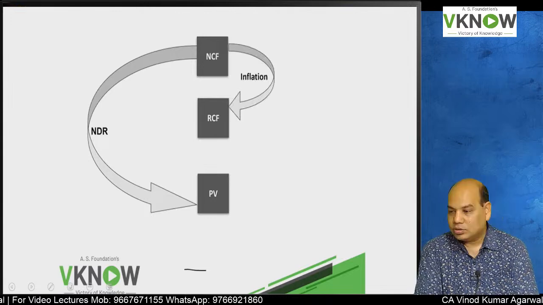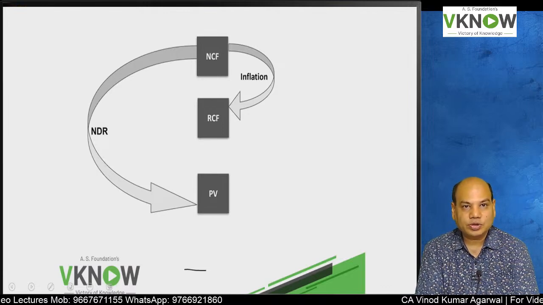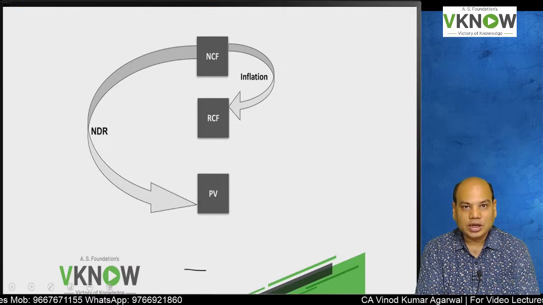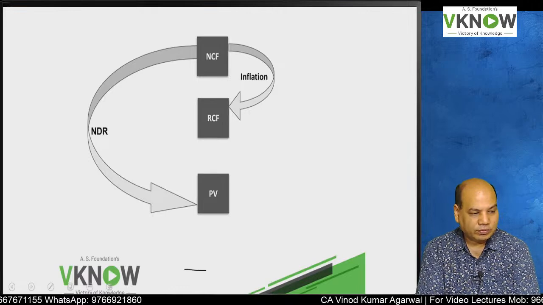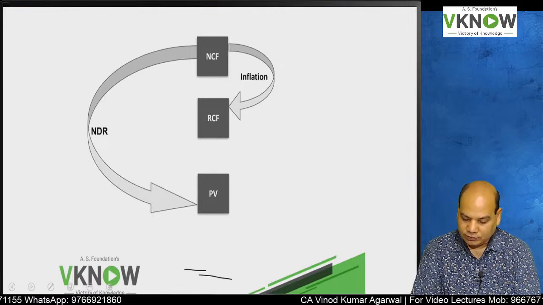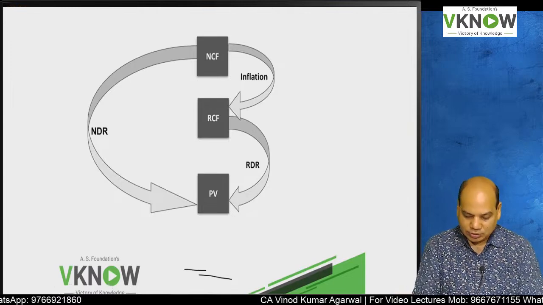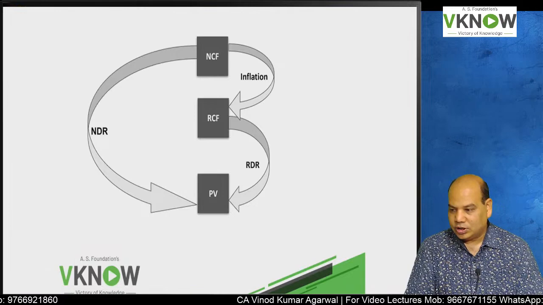But suppose real cash flow and real discount rate have to be used. Convert nominal cash flow into real cash flow first by eliminating the effect of inflation, and then use real discount rate. Is it right?